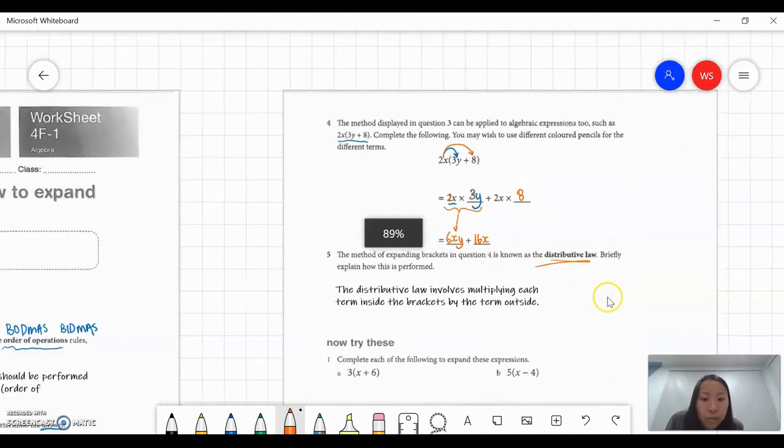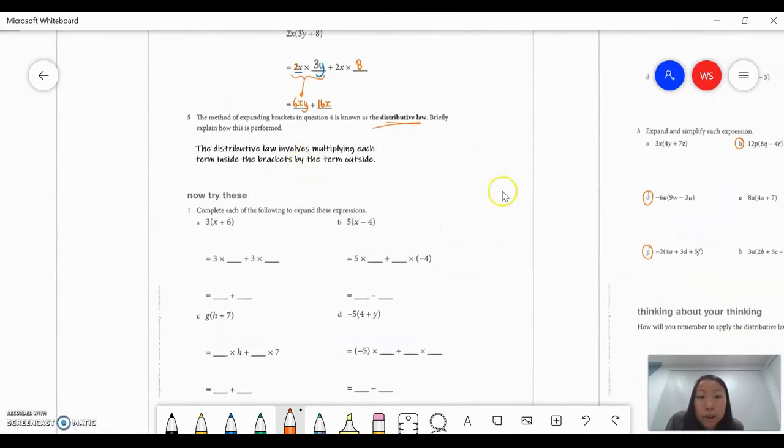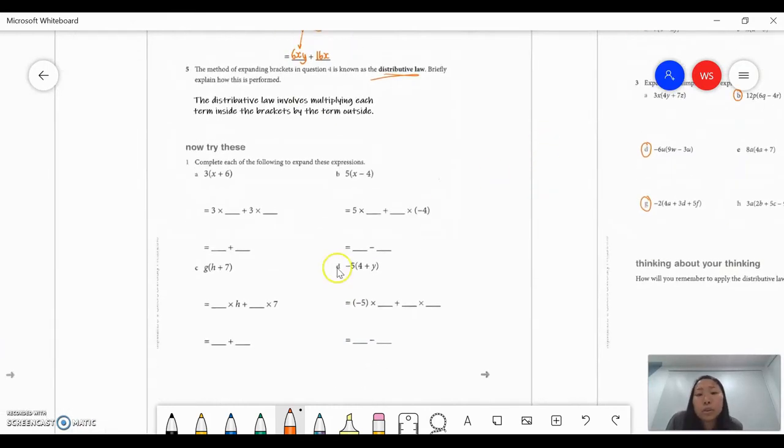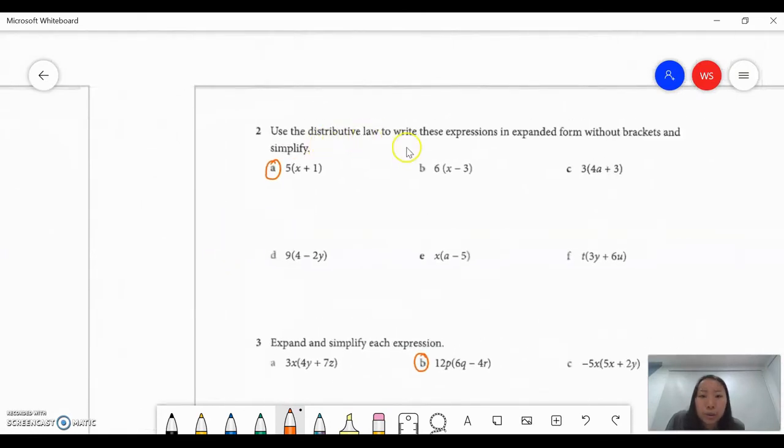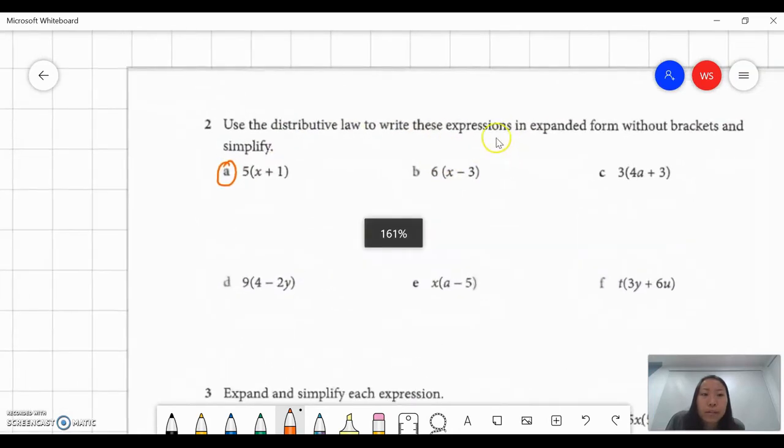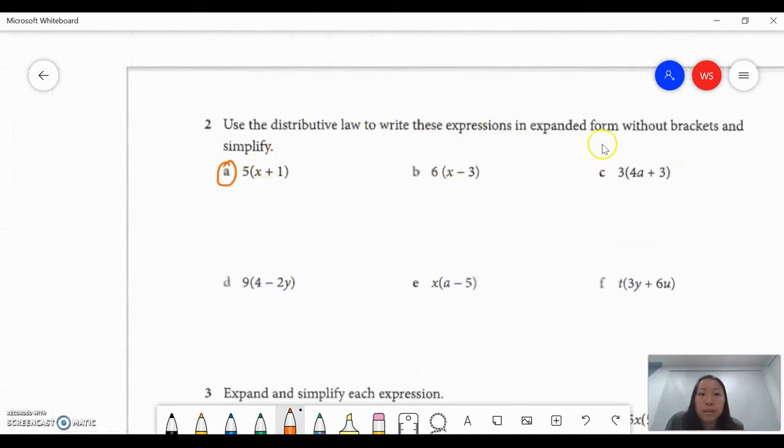All right, now let's try a couple of questions together in terms of carrying out our distributive law. So speeding past the questions, going to question 2a. Use the distributive law to write these expressions in expanded form without brackets and simplify. They have specifically told you the distributive law needs to be shown, and then writing them in expanded form without the brackets before simplifying that. So this is your first step, and that's your second step. It's always good to underline what is required of you in your question.